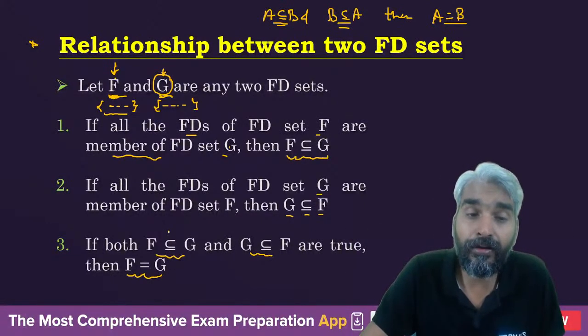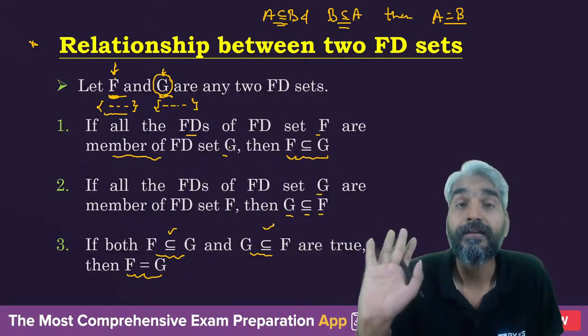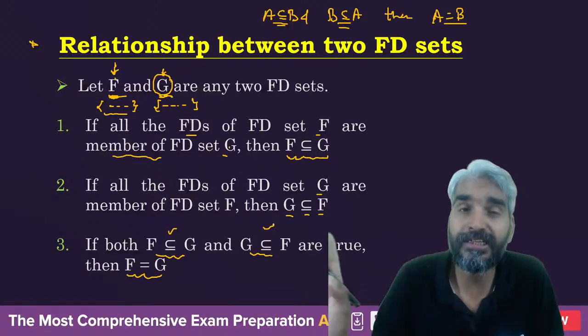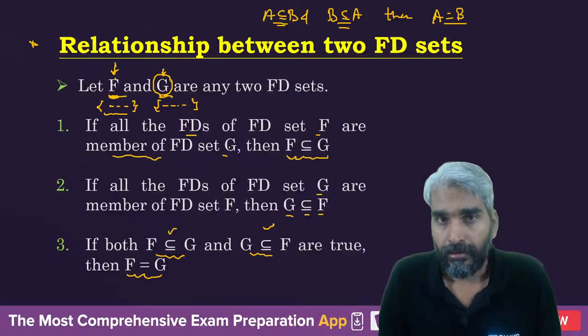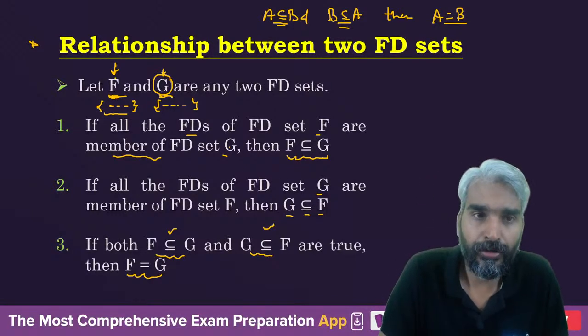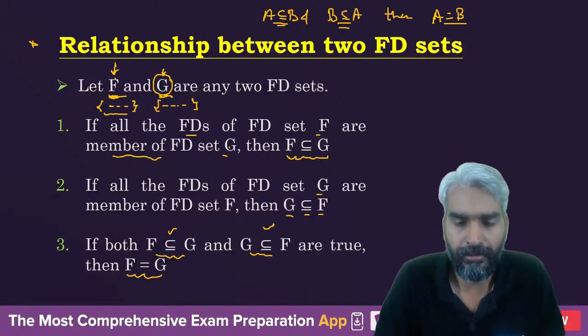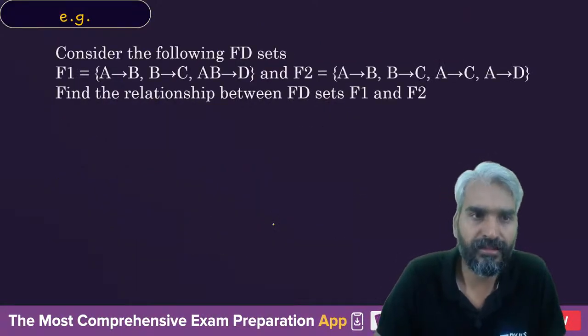If any one of these two is not satisfied, then we'll say F is not equals to G. Got the idea? F is not equals to G. So let's try to understand. It will be more meaningful if you look with the help of an example.